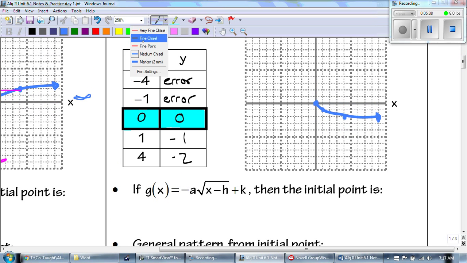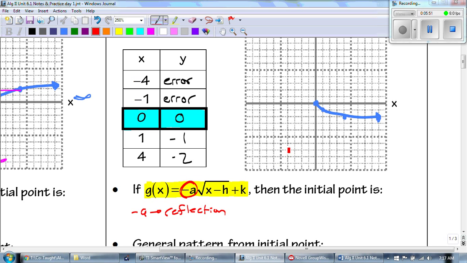Now, the key thing with this one is that it's a negative a. That negative a means that there's a reflection, just like when we were doing our quadratics and our absolute values. I have to flip my graph. Now the vertex is still the opposite of h, comma, k.